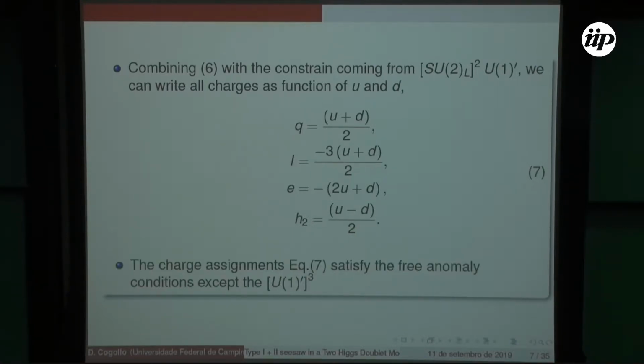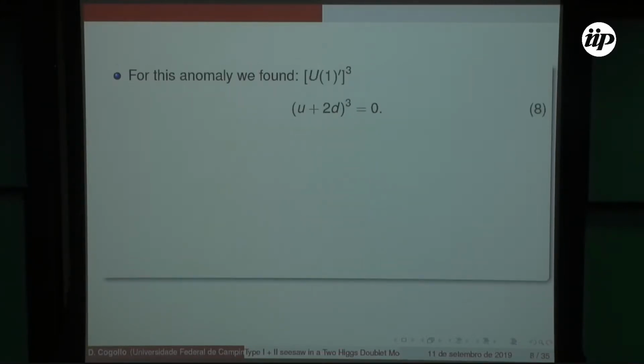In this case, we prove that these charge assignments respect all the constraints, the Lagrangian invariance and the anomaly-free conditions, except for this constraint. Then what happened with this constraint? For this anomaly, we find this relation. Then to work with an anomaly-free model, we need this condition to be equal to zero. Then we have two ways to obtain this condition.